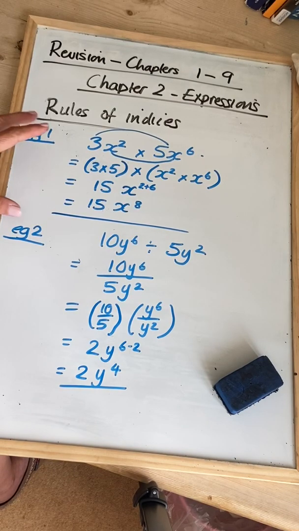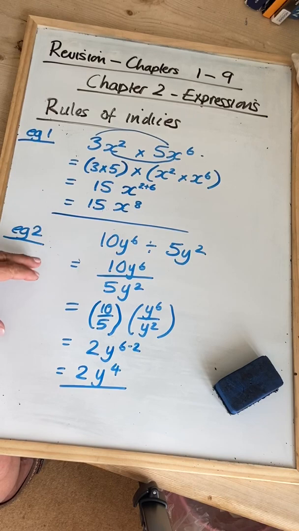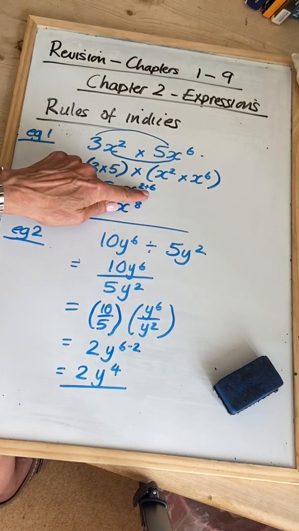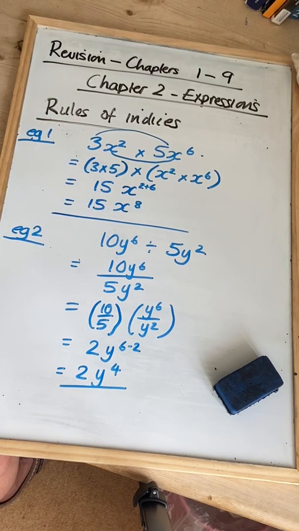Okay, so that's our multiplication. This is our division. With the division, we're doing a subtraction of our powers. With the multiplication, we're doing an addition of the powers.